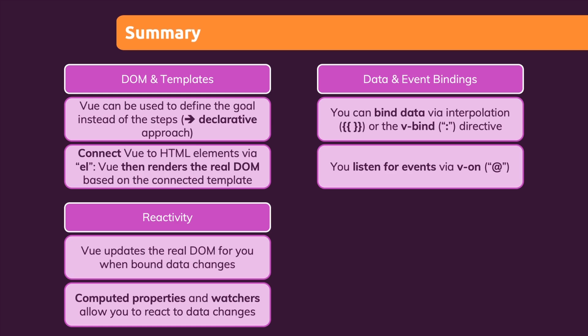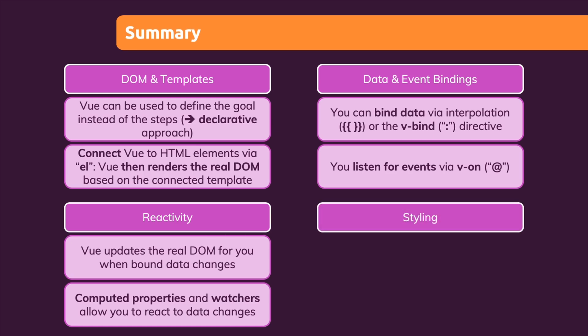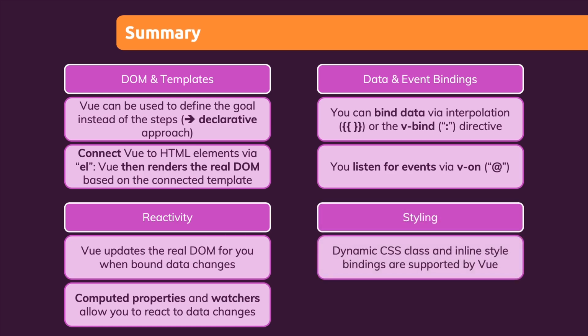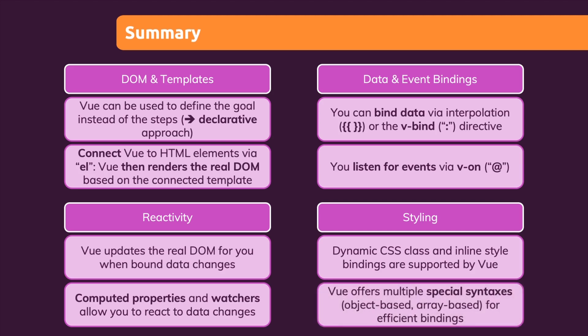And last but not least, of course, we had a look at styling. We saw that dynamic CSS classes and inline styles are supported by Vue. We can bind class and style, and we can especially use a special syntax there. For the other attributes which we can bind, we typically can't use that special syntax. But here we can use it to have an easier life when it comes to updating classes or inline styles. You saw the object-based and the array-based syntax in action throughout this module.